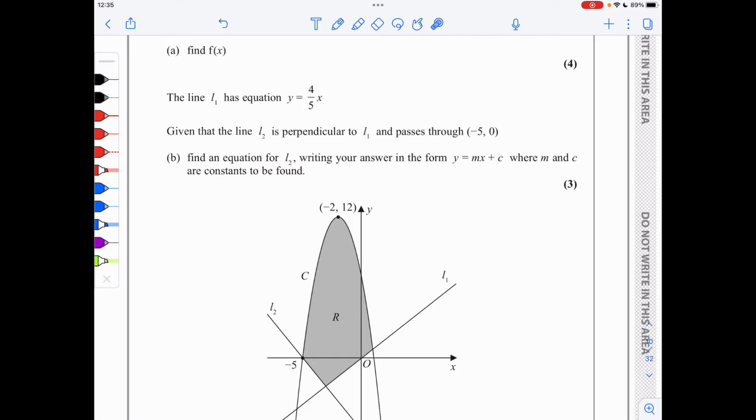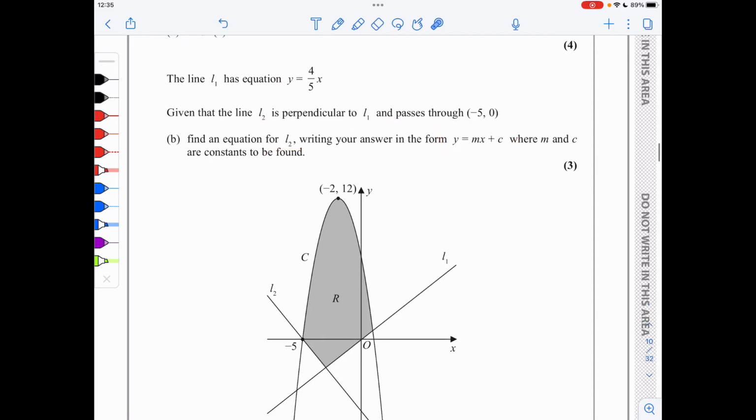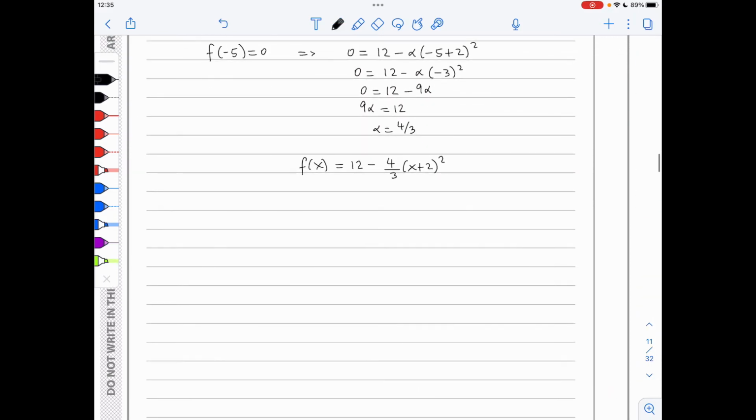In part B, we are told that the line L1 has equation y is 4 over 5 x. And given that the line L2 is perpendicular to L1 and passes through the point minus 5, 0, we need to find the equation of L2 in the form y equals mx plus c. So I start by writing the equation for L1. So L1 has equation y is 4 over 5 x. So the gradient of L1 is 4 over 5. And since L2 is perpendicular, then the gradient of L2 is minus 5 over 4. We are flipping and changing the sign.